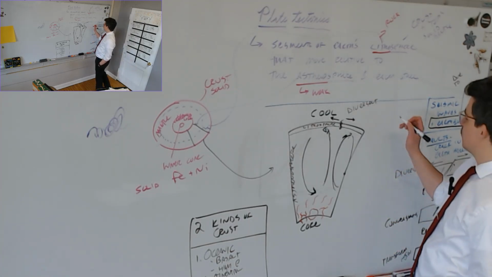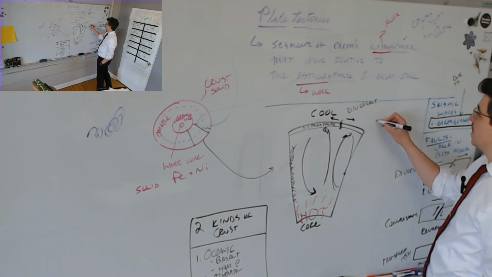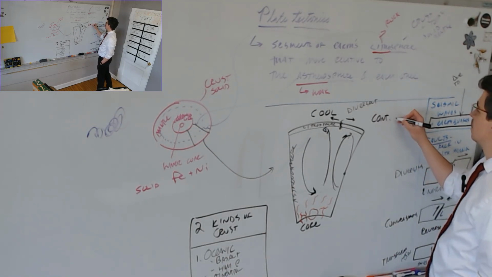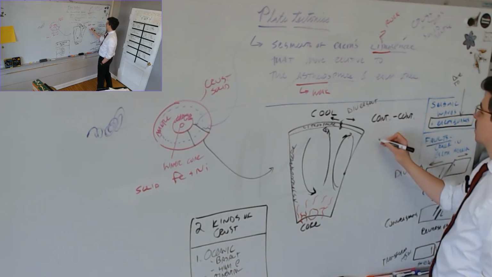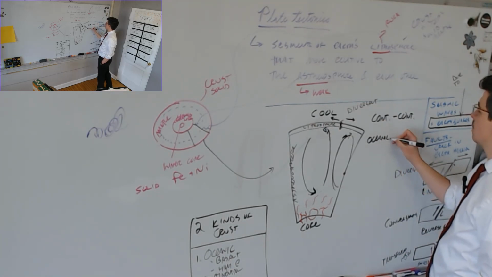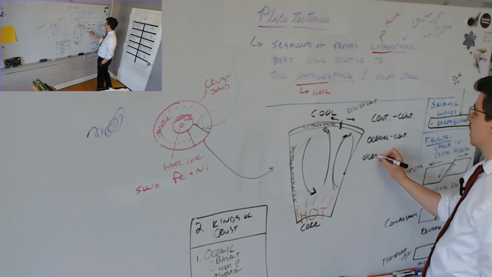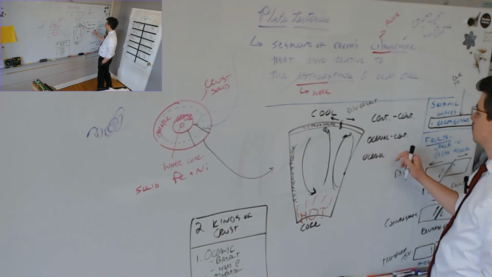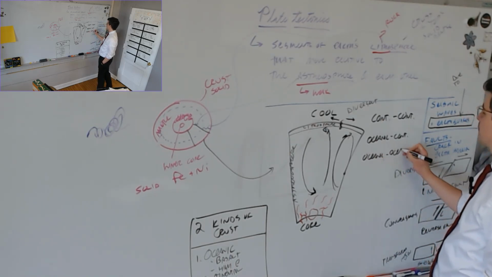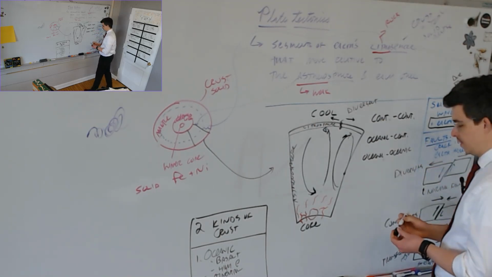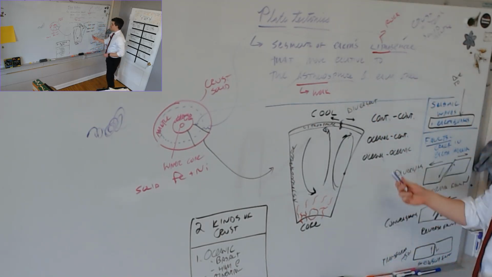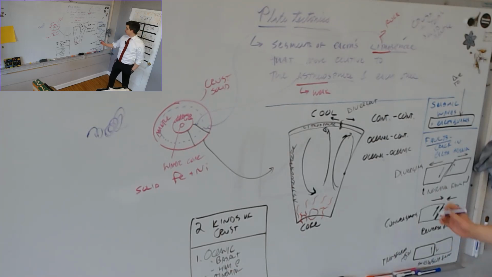So if we have this divergent plate boundary here, it could be continental, continental, or it could be oceanic, oceanic. I don't know why I abbreviated continental but not oceanic, but I did. If we have a continental divergent boundary, we call this a rift valley.